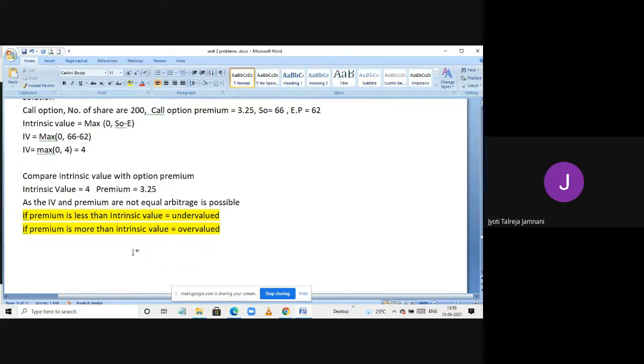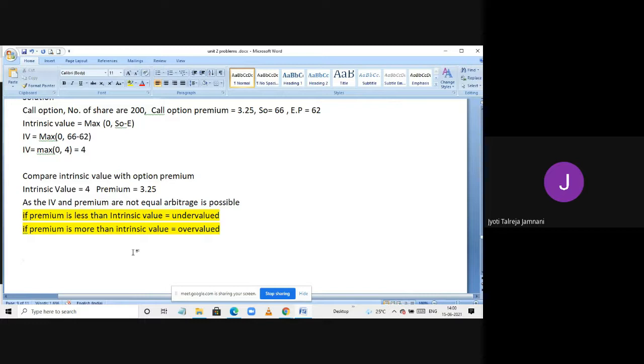So if it is undervalued, what do we do? Anything that is undervalued, what should we do of that? Buy or sell? Buy, because when it is undervalued, that means it's going to reach its actual value in the near future. So you buy it.